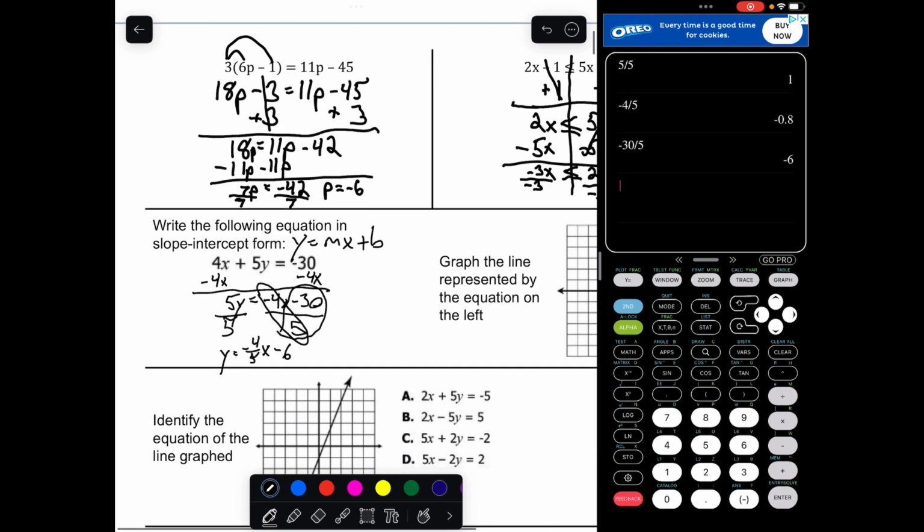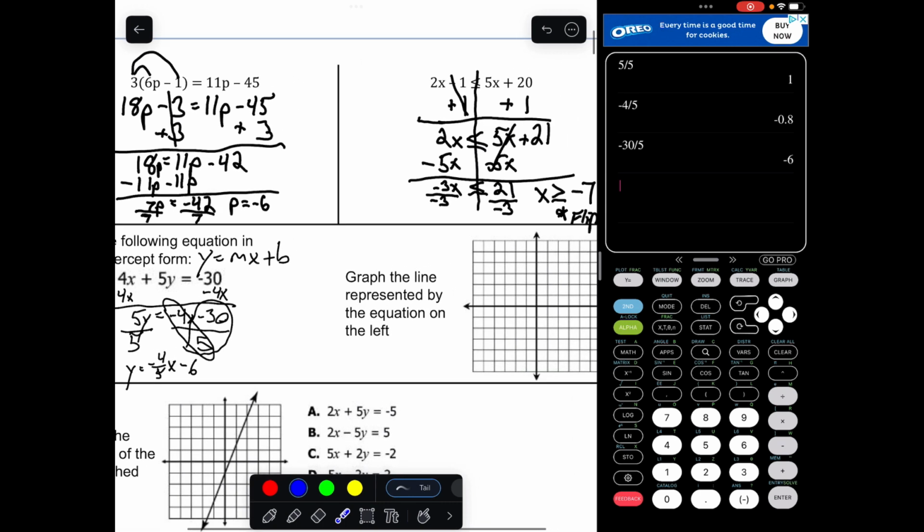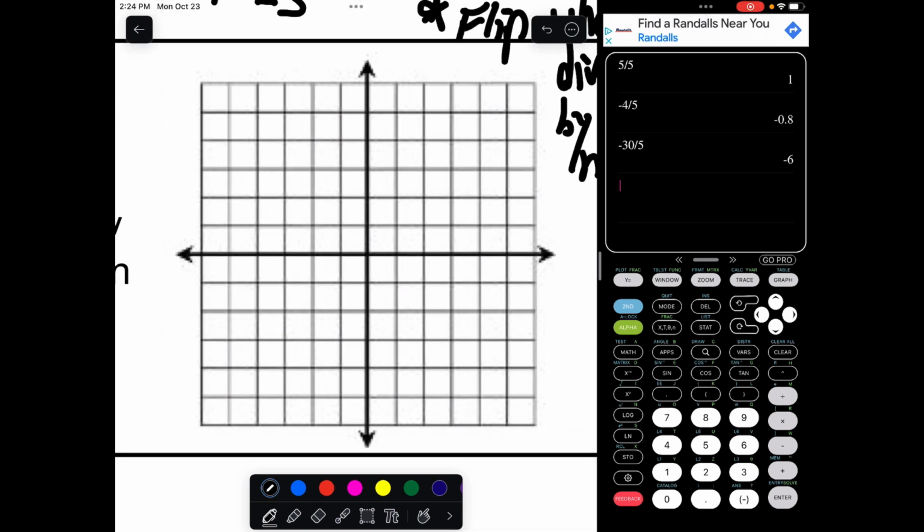Now, it says to graph the line represented by the equation on the left. Well, slope-intercept form, we already said it's our slope and our y-intercept. So the first place I'm going to start, remember in class we told you the b stands for the beginning, right? It's the y-intercept. That's where we begin. So I'm going to go to negative 6 on my y-axis, and I'm going to put a dot for my starting point. So that negative 6, I come over on my graph, and I count down 1, 2, 3, 4, 5, 6, and I put a point.